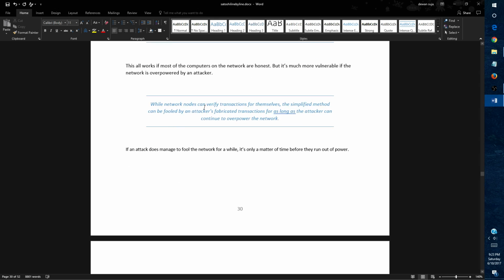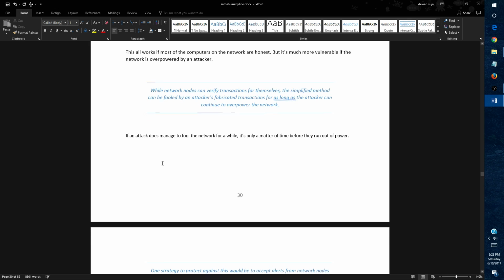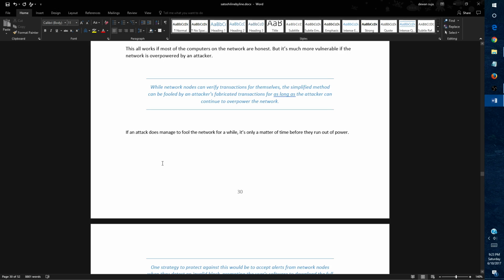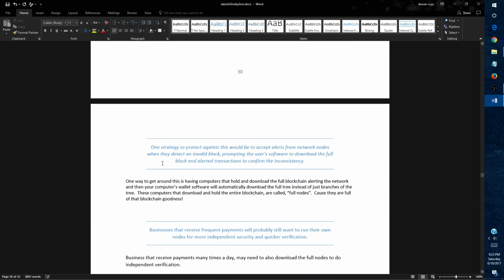While the network nodes can verify transactions for themselves, the simplified method can be fooled by an attacker's fabricated transaction for as long as the attacker can continue to overpower the network. So if an attacker does manage to fool the network for a while, it's only a matter of time before they run out of power. And as long as they have power, they can fool people who are using simple payment verification, rather than being a full node, rather than downloading the entire chain.